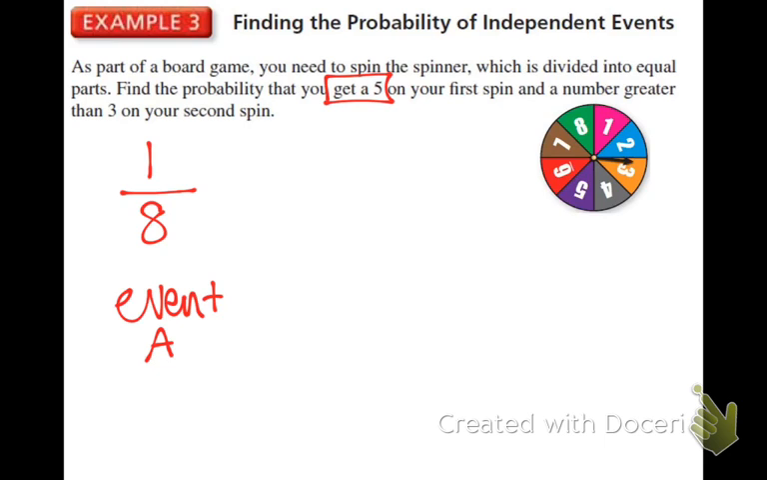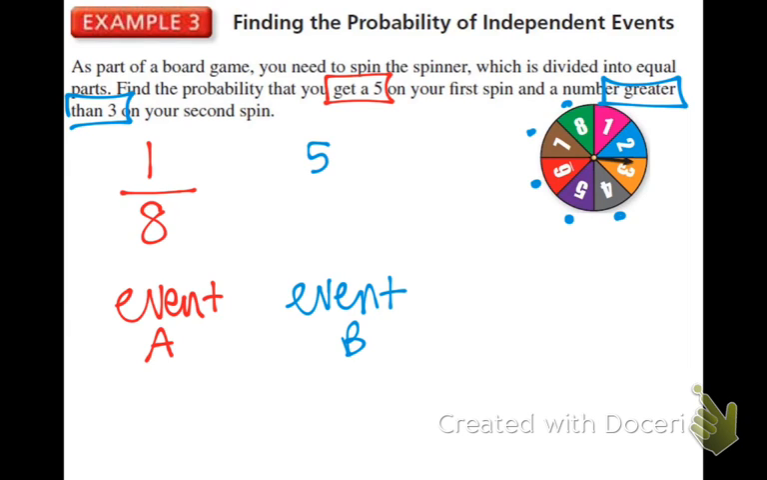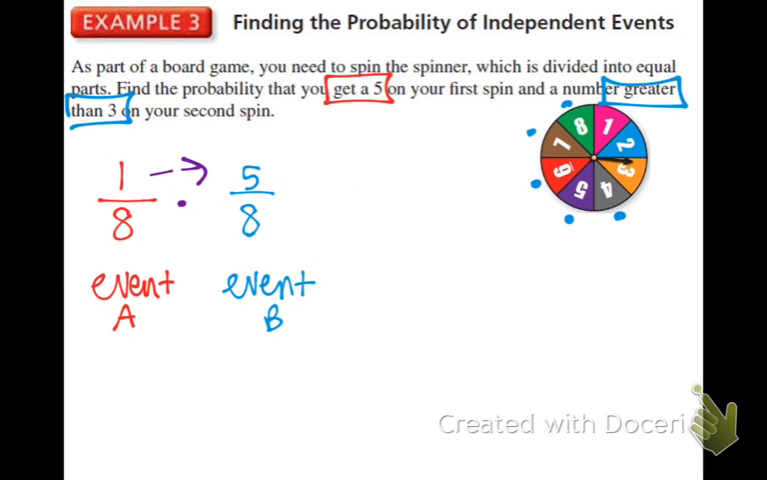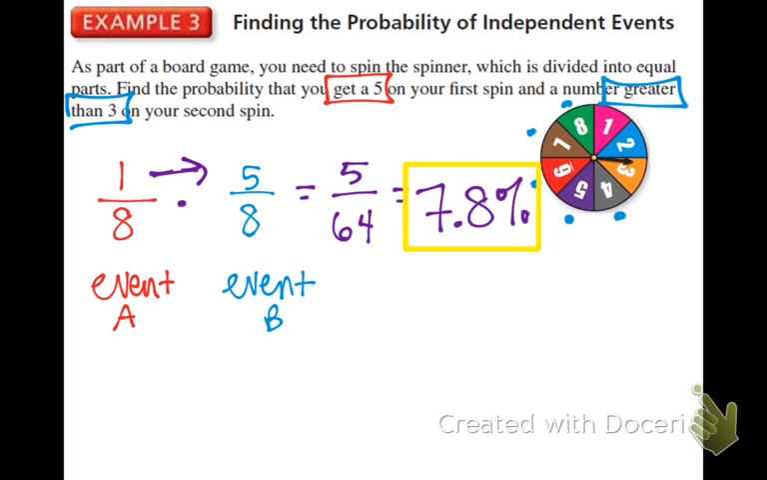Event B, what does event B want me to find? A number greater than 3. So that would be 4, 5, 6, 7, 8. How many of them are greater than 3? 5 out of 8. All right, then what did we say we do with these 2 events? Multiply them. Multiplying fractions is easier than you think. You multiply straight across. 1 times 5 is 5. 8 times 8 is 64. And then make it a percent. Decently small. 7.8%. Final answer.